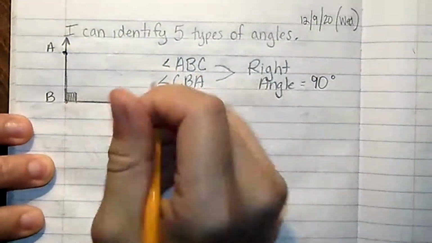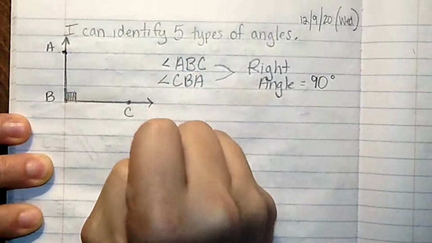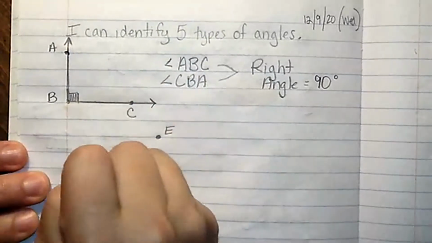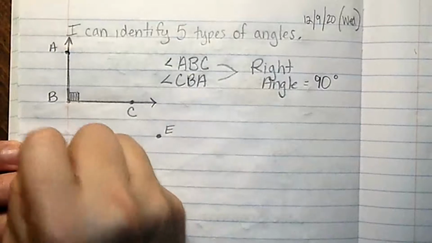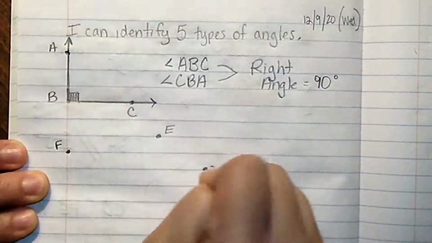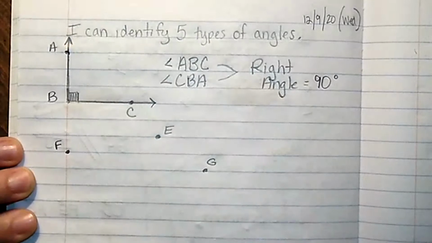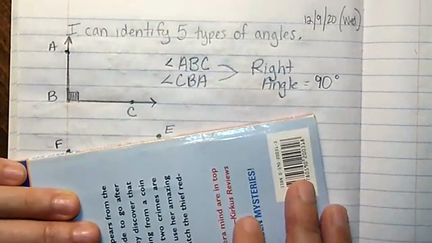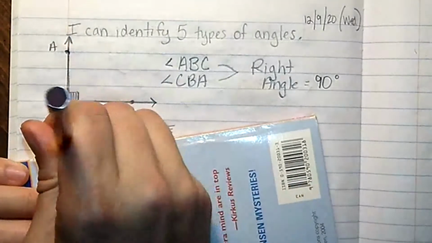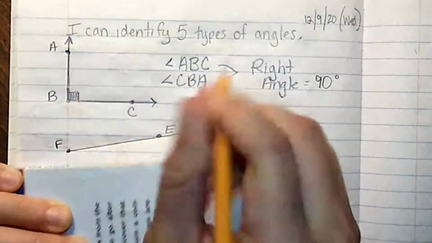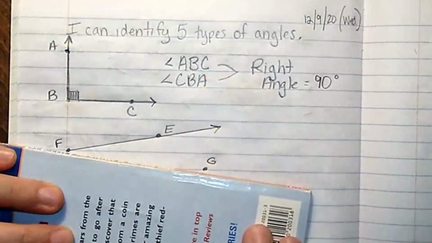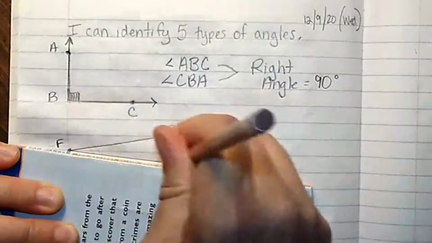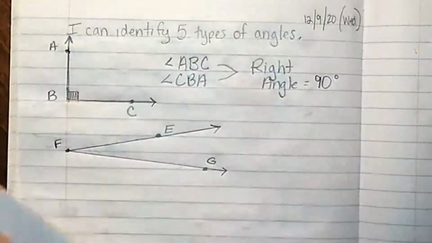Here's our next angle. I'm going to make a point. I'm going to skip one line and make a point. We'll call that E. I'm going to come all the way over here. I'm going to call this F. And then I'm going to go way over here and call this G. I'm going to use my straight edge. F is going to be my vertex. And I'm going to trace a ray from the vertex. And then I'm going to trace another ray going through the other point. And that made another angle.